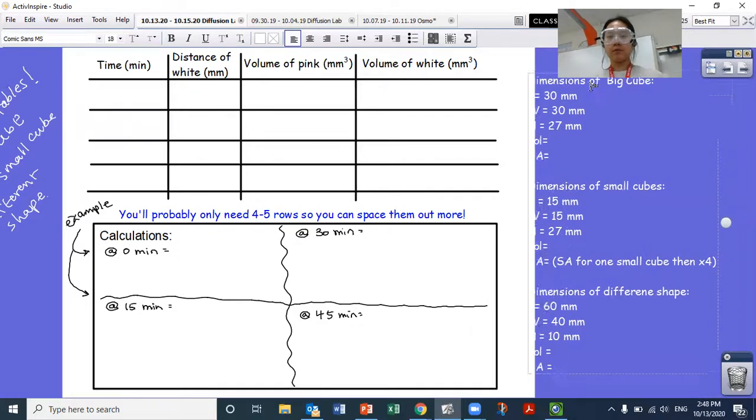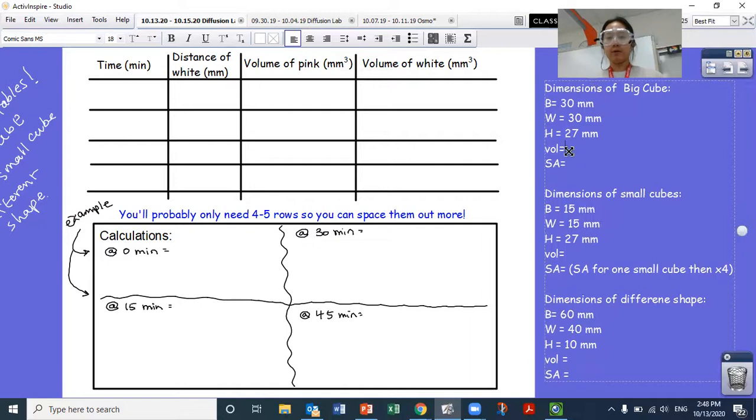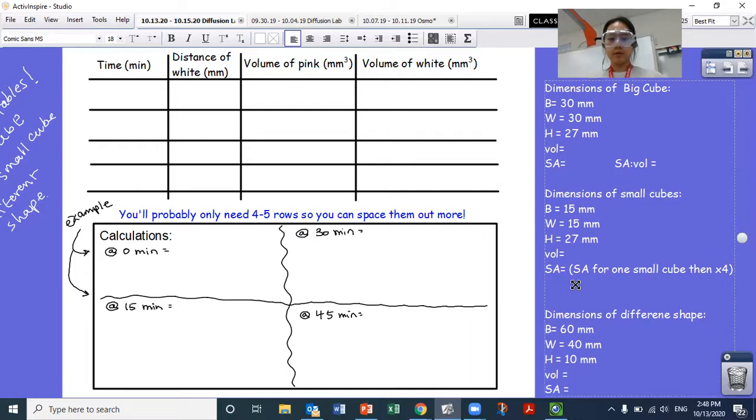Because at the end of this whole thing, I'm going to want you to do a surface area to volume ratio. Here, I'm also going to want you to do a surface area to volume ratio. And here as well. And these are not going to change throughout the whole lab. You're just going to calculate these out in the beginning because you need these reference numbers to refer to throughout the lab. Okay, so the first time point is going to be super simple.